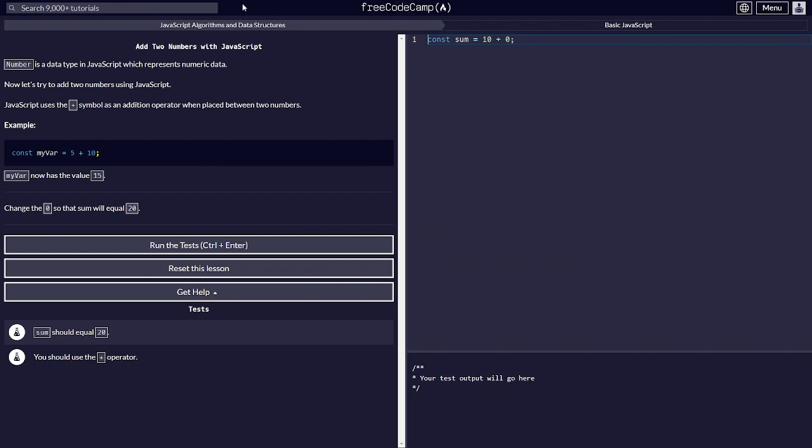All right. Add two numbers with JavaScript. Number is a data type in JavaScript which represents numeric data. Now let's try to add two numbers using JavaScript. JavaScript uses the plus symbol as an addition operator when placed between two numbers. My var now has the value of 15. Change the 0 so that the sum will equal 20.